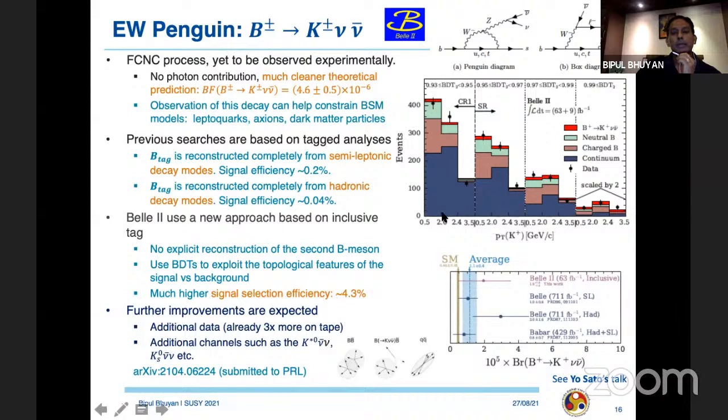So here in this plot, you can see the pT distribution for K plus for various BDT regions. The signal region has been defined for BDT greater than 0.95, whereas we have this control region between 0.90 and 0.95. Even though we have not seen any signal events at this time, this result is pretty competitive because of the increased efficiency, which is about 4.3%. And you can see the importance of this particular result in this global average, that it is already making an impact.